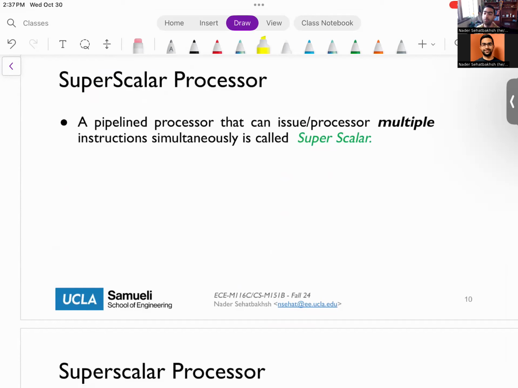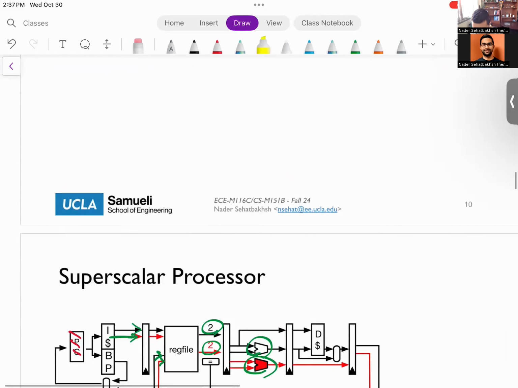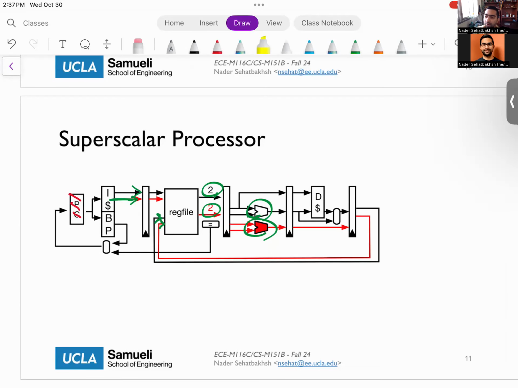So as I said, if you are able to process or issue multiple instructions per cycle, then we have a superscalar processor. It will look something like this, like our simplified design of the pipeline. This one is particularly showing that we can read two instructions at a time. So instead of reading one instruction, now I'm reading two instructions in the fetch stage. Now I'm decoding two instructions in the decode stage, and as you can see, I'm reading two sets of registers. As you can see, I'm also writing two registers.